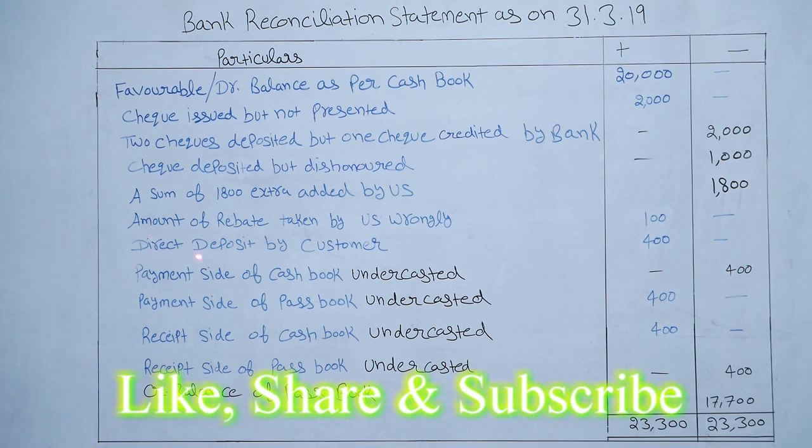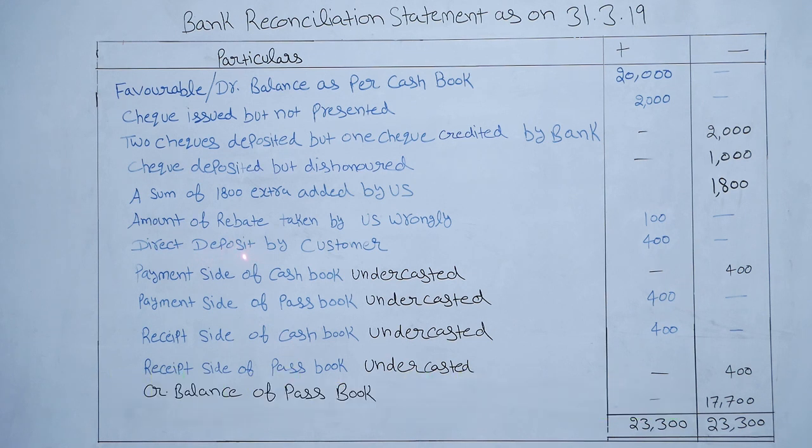Next is direct deposit by customer 400 rupees. A customer who deposited directly in our account but didn't inform us. So we must not have added in our account. So now we will add 400 rupees.